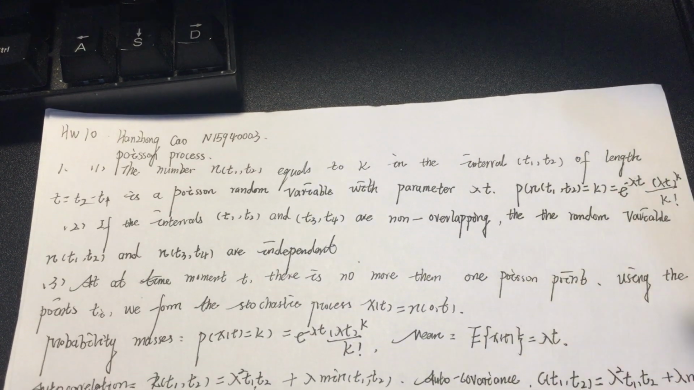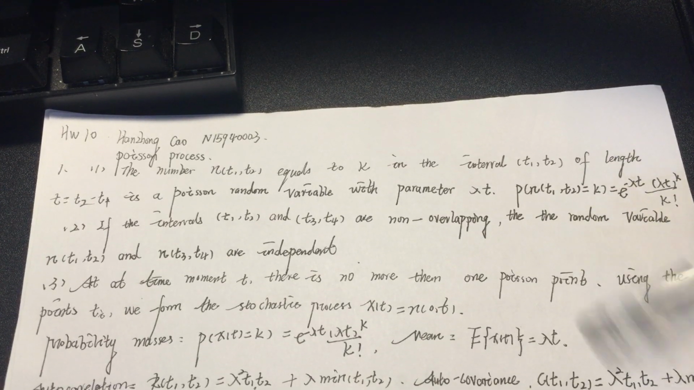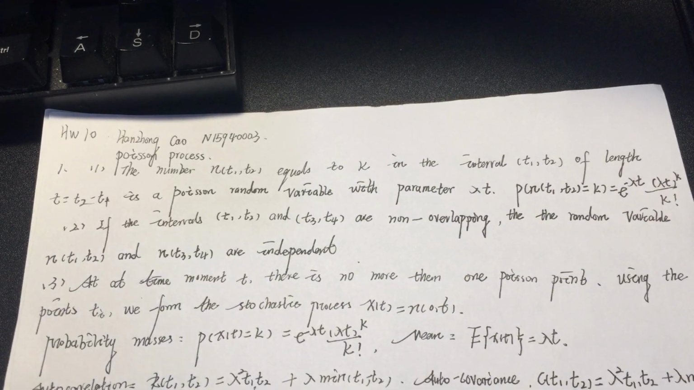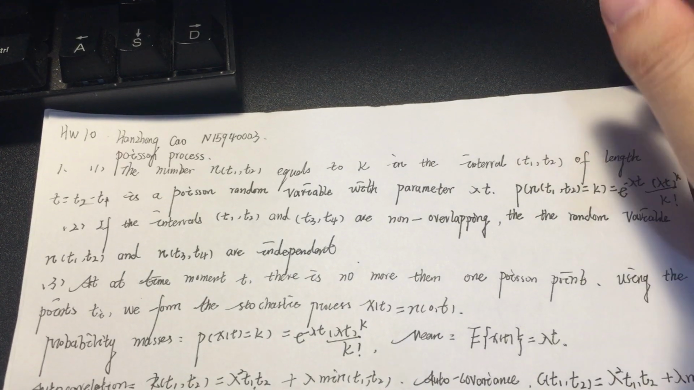Hello everyone, today I'm going to talk about homework 10 question 1. The first question asks about the Poisson process, and we know that a Poisson process has three properties.